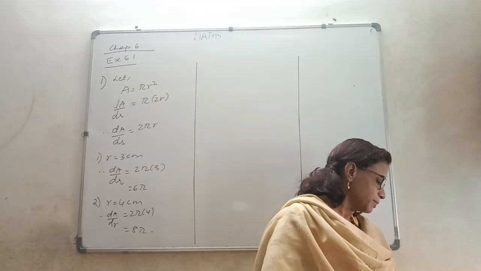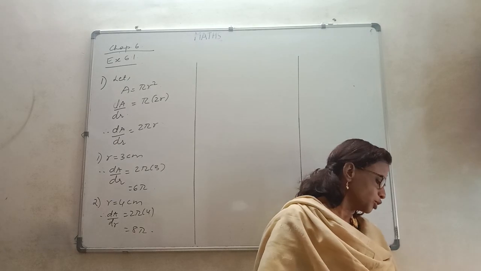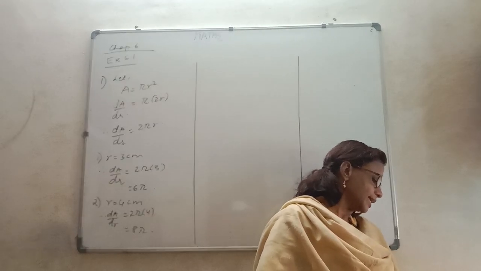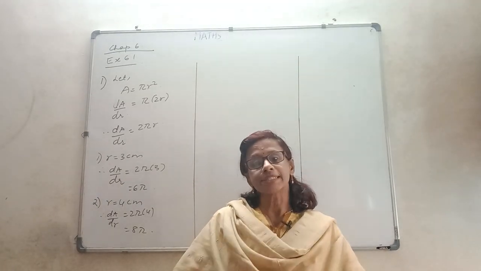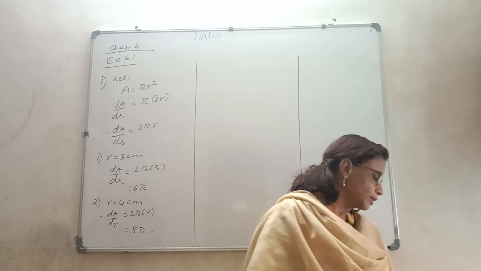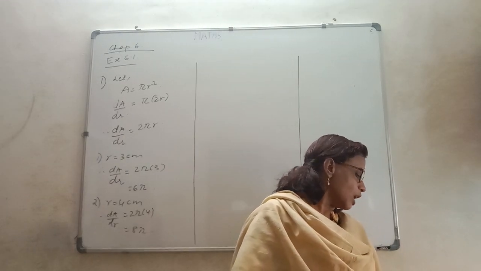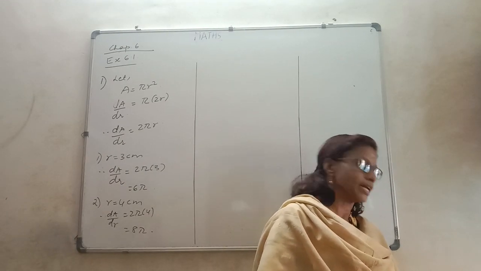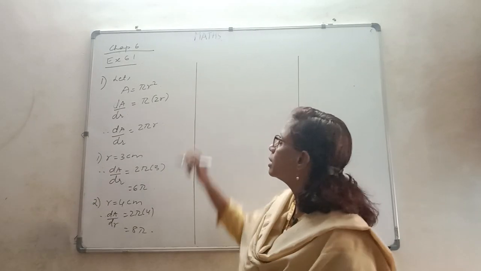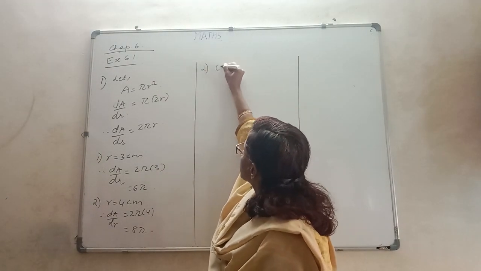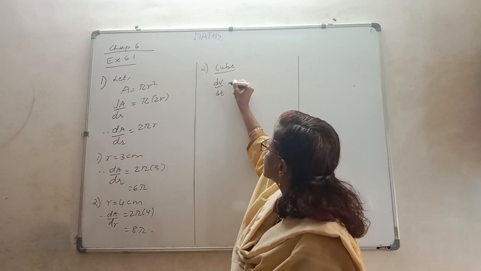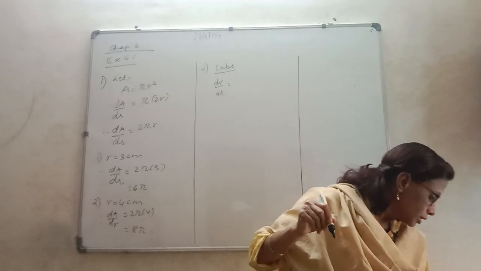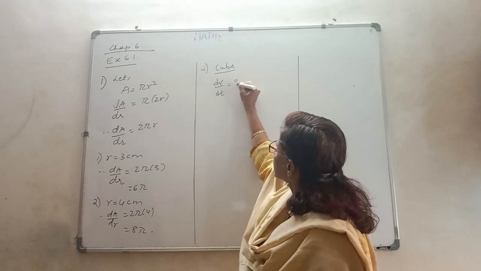So let's go to problem number 2 and see what it says. In problem number 2, they say that the volume of the cube is increasing at the rate of 8 centimeter cube per second. So we are talking about the cube and they say that the volume is increasing at the rate of 8 centimeter cube per second. How fast is the surface area increasing when the length is 12? First of all, many things to note. First is that it's a cube and they tell us that the volume is increasing at the rate of 8 centimeter cube per second.